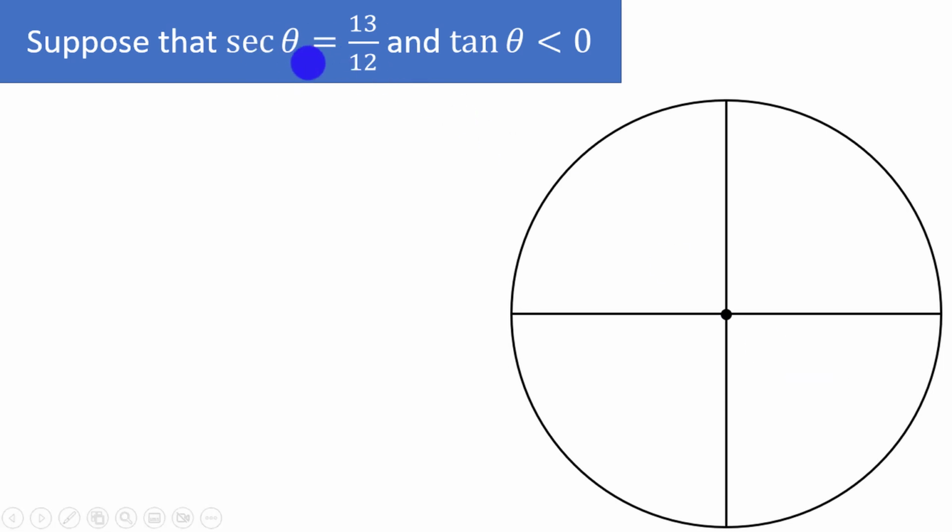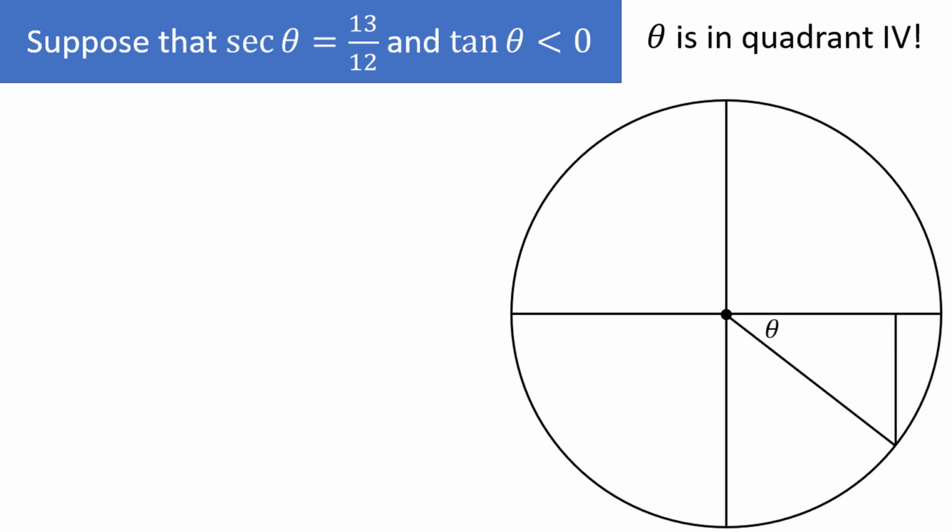So the secant information is telling us we are either in quadrant 1 or quadrant 4, because secant is positive, and the tangent information is telling us we are either in quadrant 2 or quadrant 4. The quadrant in common is quadrant 4, so theta must be in quadrant 4. So let's draw a triangle in quadrant 4. Always draw your triangle so that you have a radius from the center to some point in that quadrant, and then draw a vertical line up to the x-axis.